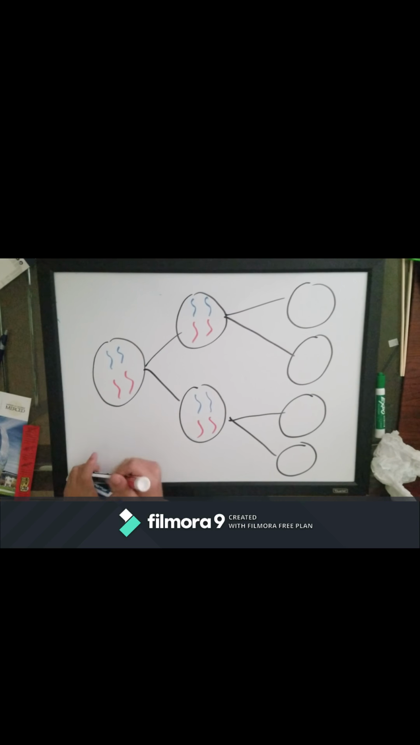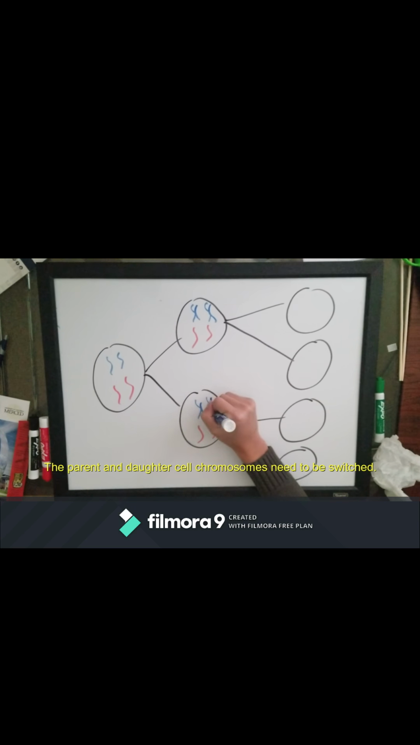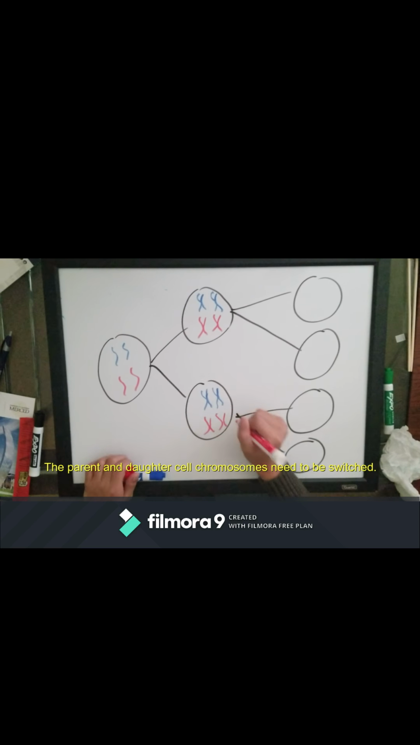As you can see from the drawing shown, the 4 daughter cells have half of the genetic information of the parent cell.